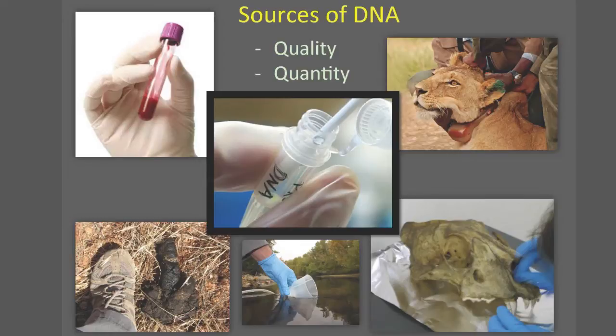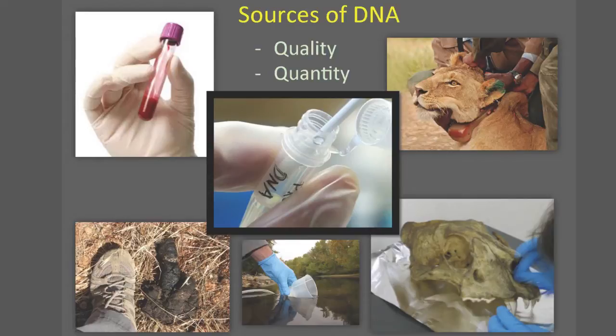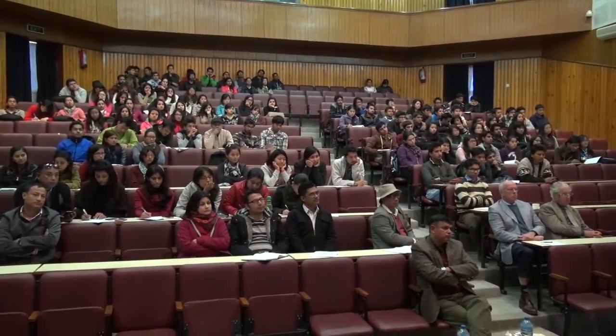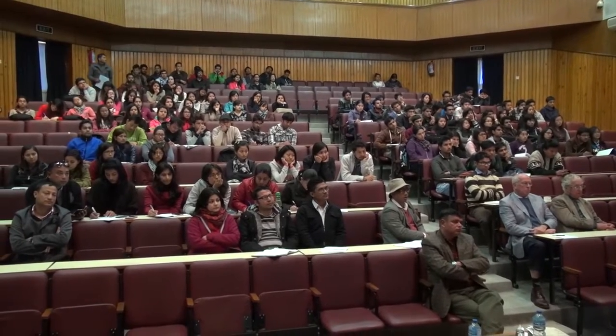My own work is mainly focused on lions, so I will include some pictures and some examples of lions in here as well. So you can see a blood sample and the lion. The lion up there was sedated to get a GPS collar, and we got a little tissue sample from the ear. That is a very good source of DNA. The DNA you isolate from this material has a high quality. It's not fragmented, it's nice long pieces, and it's also a high quantity of DNA.